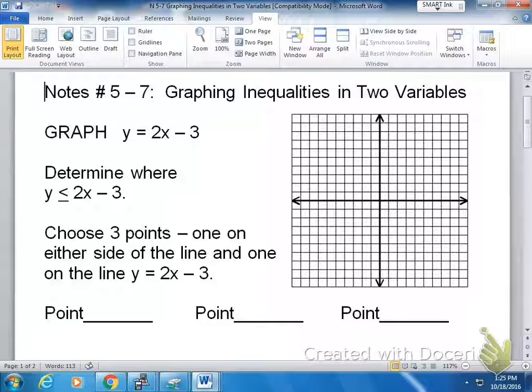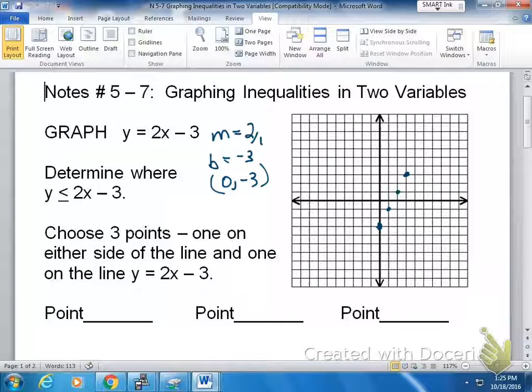So we're going to start off by graphing the equation y equals 2x minus 3. Now, if I look at that, I can tell that my slope is 2. I'm going to write it 2 over 1 for graphing purposes. And b is negative 3, or (0, negative 3). So I'm going to start at (0, negative 3), and I'm going to use my positive slope, and I'm going to move up 2, right 1. So up 2, right 1, up 2, right 1. I'm going to go ahead and put 4 of them.